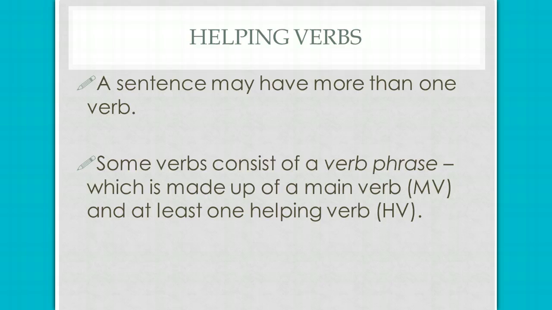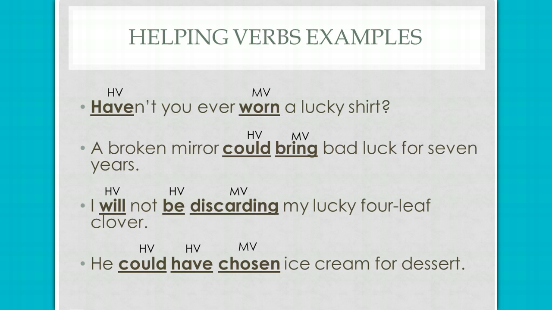The third type of verb that we are going to study in this video is the helping verb. You probably remember that a sentence may have more than one verb. Some verbs consist of a verb phrase, which is made up of a main verb and at least one helping verb. Here are 4 example sentences that use helping verbs to assist a main verb.